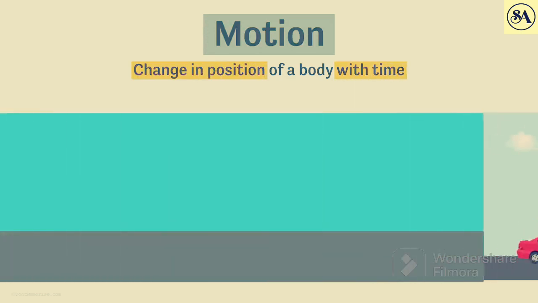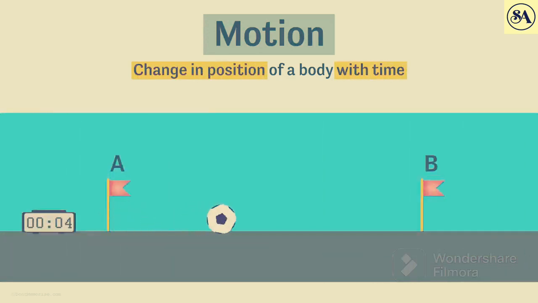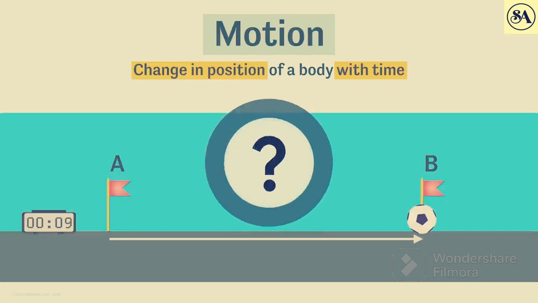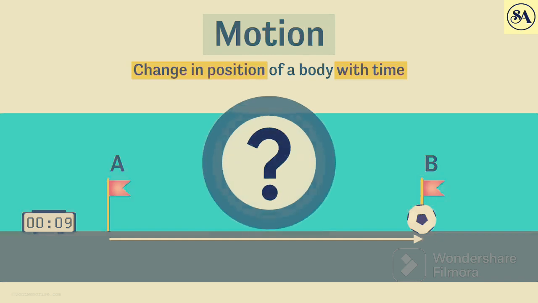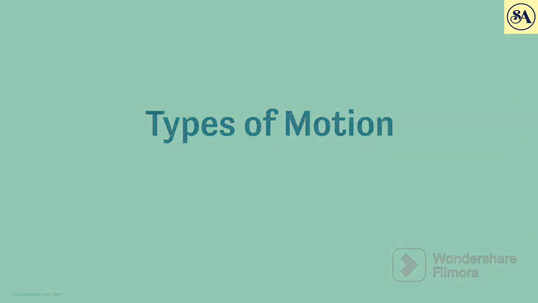For example, when an object is moving from point A to point B, it's changing its position with time. We saw that the time is also changing along with the position. So it is undergoing motion. What are the types of motion that we had studied previously? We have seen 4 types of motion.